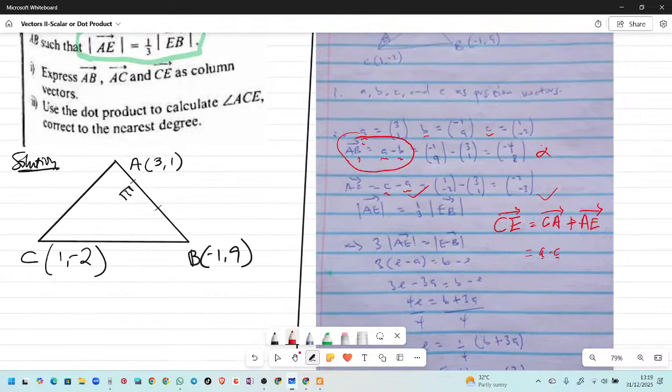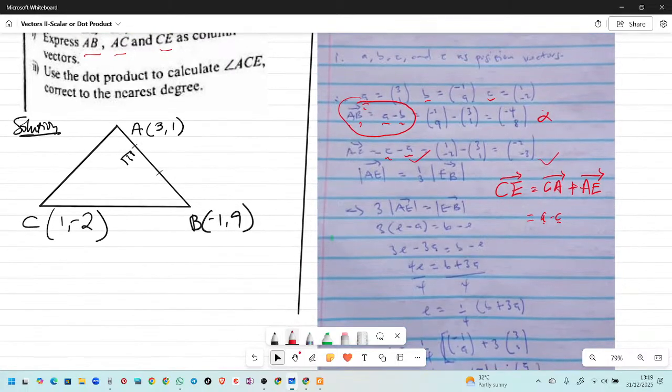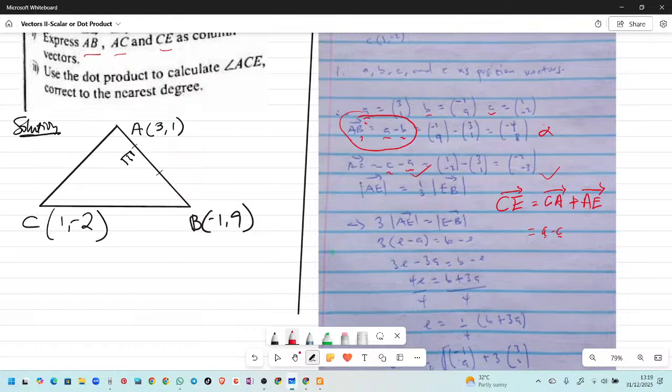But they are not asking you to find EB. They say find AB, AC, and CE. So if you're finding EB, EB is not going to do anything in the question. You want to pass through EB and come to A. You want to use this method: CE equals CB plus BE. Do you want to use this approach? If you want to use this approach, then you can use BE.